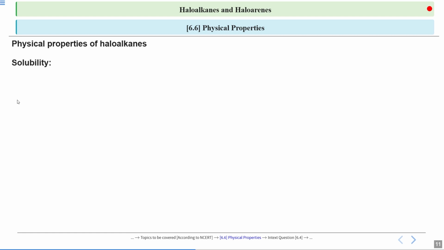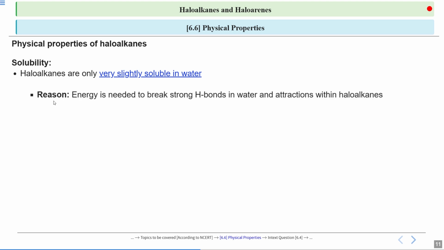Let's talk about the solubility. Haloalkanes are only very slightly soluble in water. Okay, so why is it so? Haloalkanes are not very soluble in water. Haloalkanes are very slightly soluble in water.